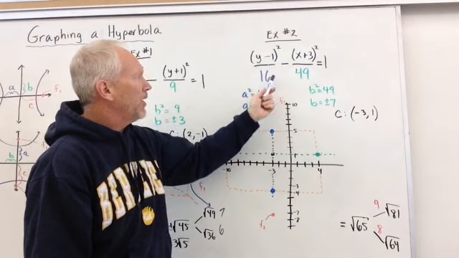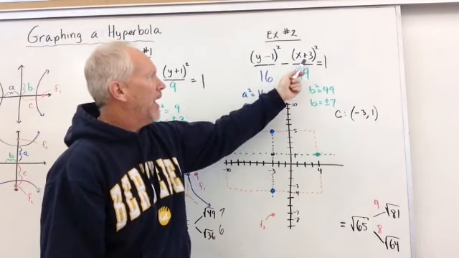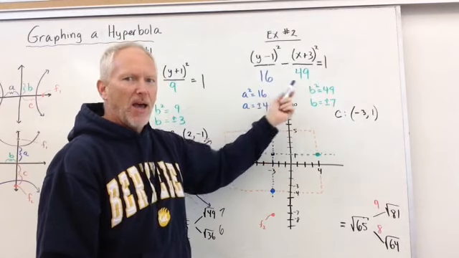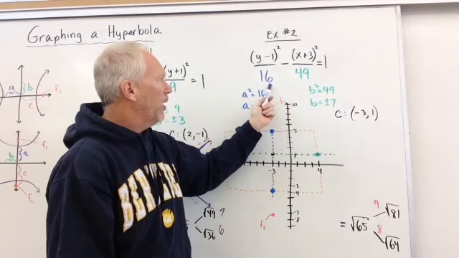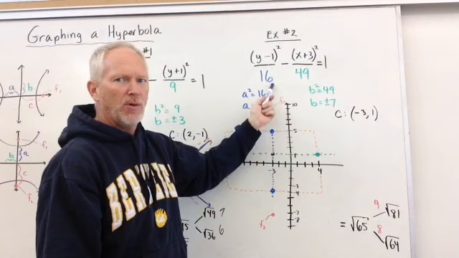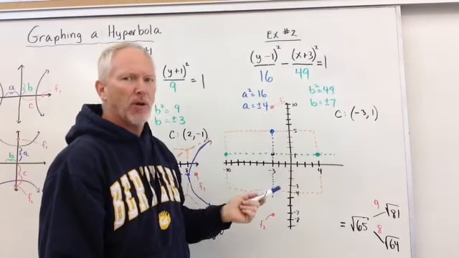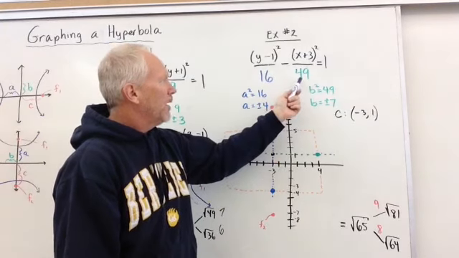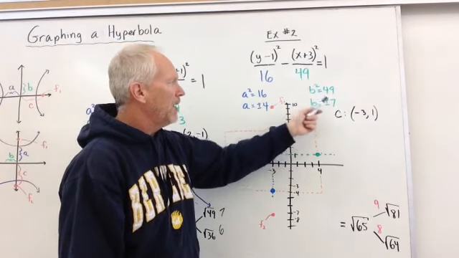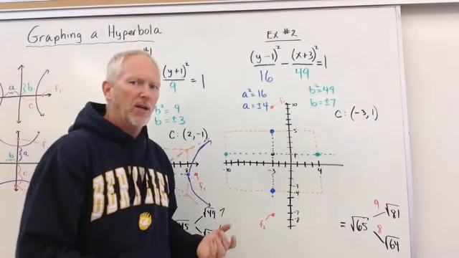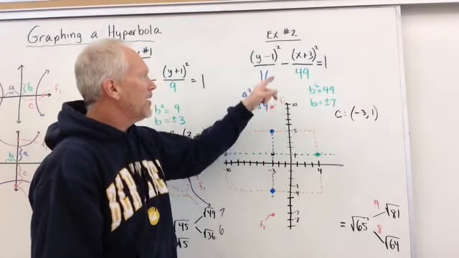Y minus 1 squared over 16, and x plus 3 squared over 49 is equal to 1. Again, the size always out front is the a squared, so always out front with a hyperbola. So a squared is 16, a is plus or minus 4. B squared is 49, and so it's plus or minus 7 units away. Again, what I did was I first found my center.